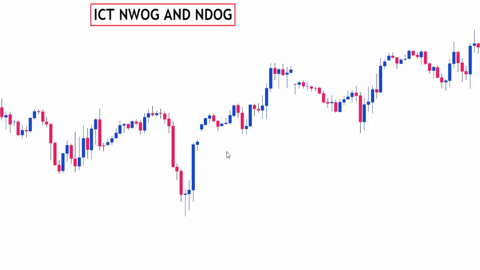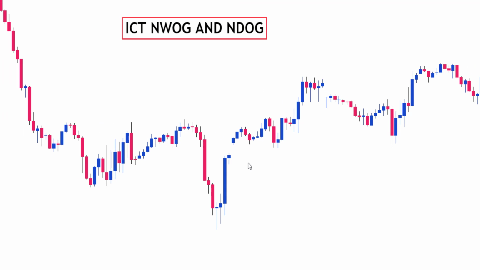Now NWOG is the gap that happens between Friday, the closing of the market, and Sunday, the opening of the market. This is an example of a classical NWOG. I will show you all of them, and I will show you an indicator that will help you to spot them clearly. New week opening gap. It happens mostly during the weekends, and when the market opens on Sunday, you're going to see the market jump either to the upside or to the downside. And that is the gap that ICT calls NWOG.